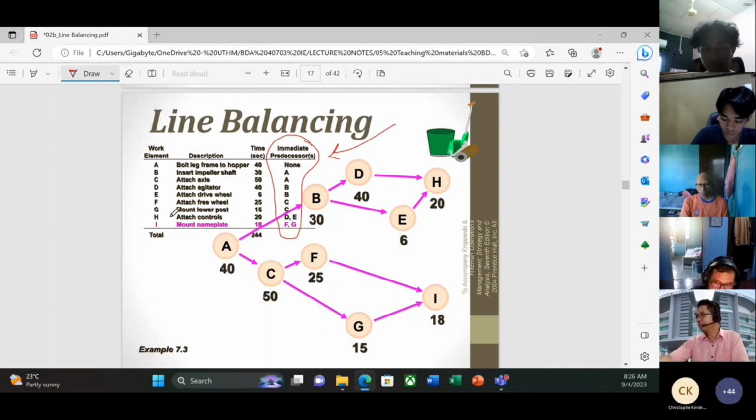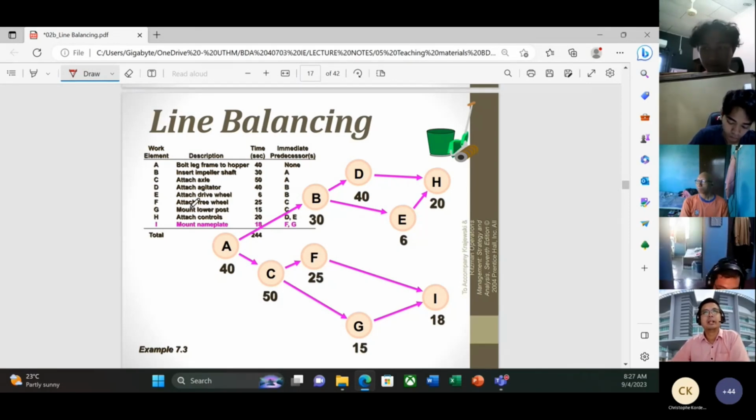Any questions so far? Don't worry about the arrangement. Doctor, can I arrange A and B like this, or B, F, G like this? Can. Don't worry about the arrangement, as long as you draw based on our immediate predecessors. Okay, clear? Any questions so far regarding our precedence diagram? Easy, right?